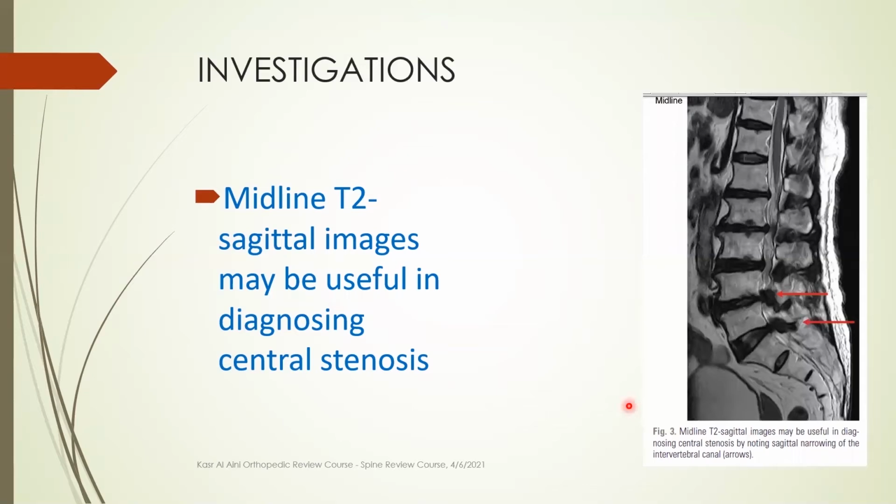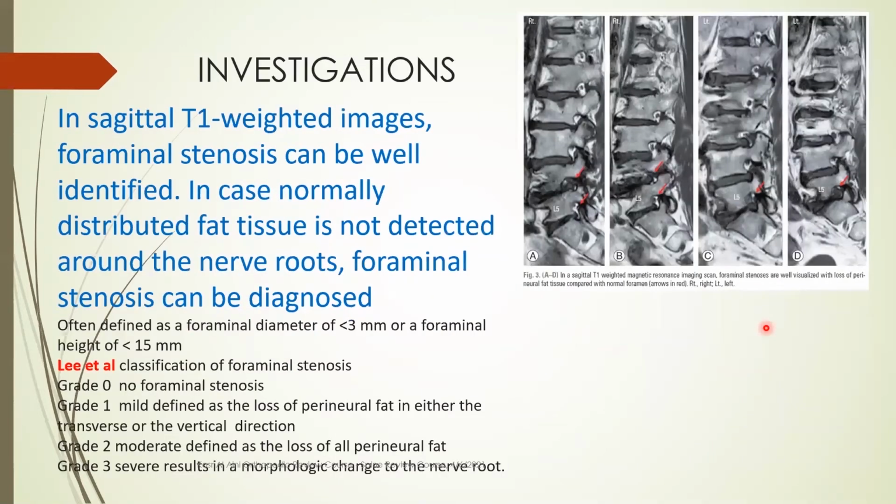T2 sagittal images are helpful for diagnosing central canal stenosis. So this is the mid-sagittal T2 MRI. These are the spinous process cut. You can see central canal stenosis. In sagittal T1 weighted images, these are most helpful to diagnose foraminal stenosis by reduction of perineural fat. You can compare this one with this level.